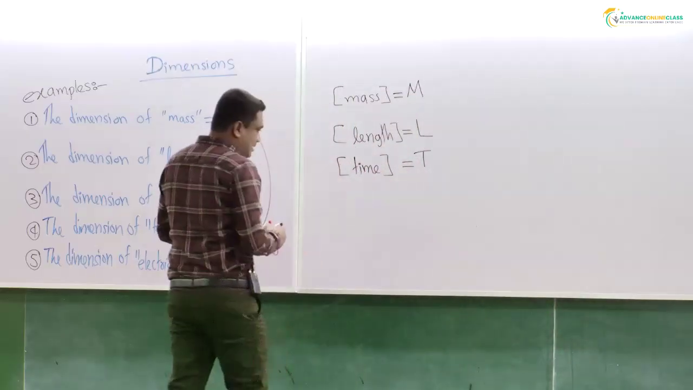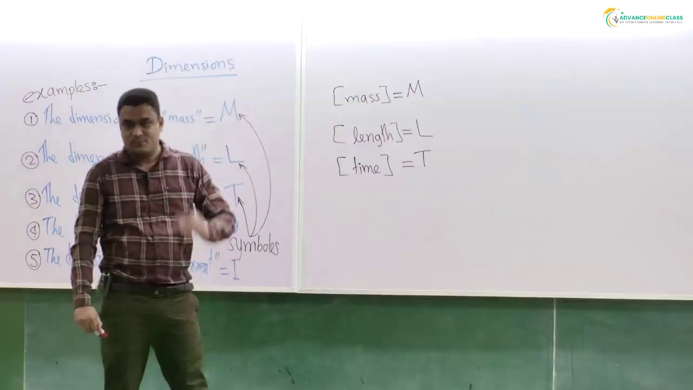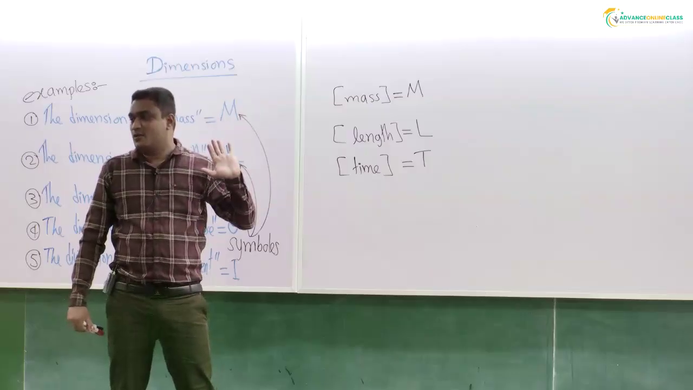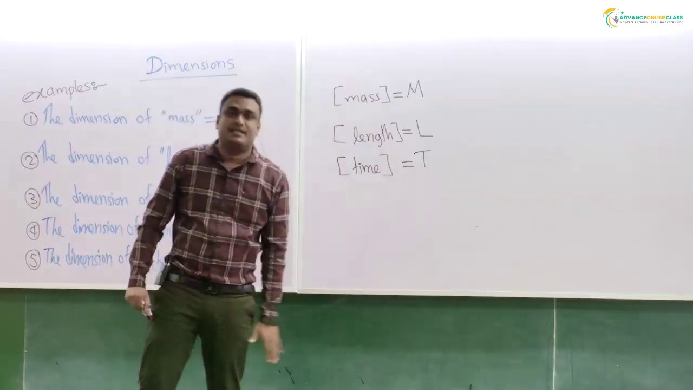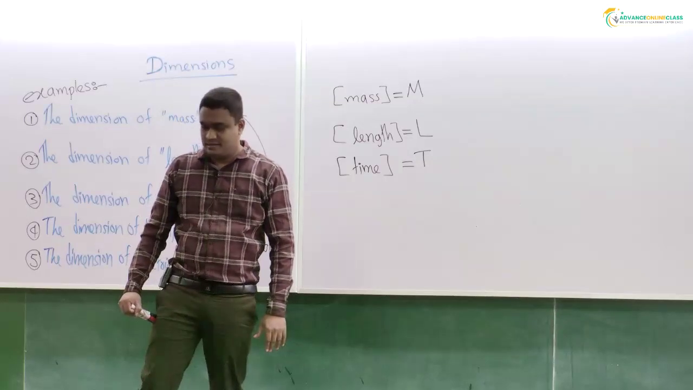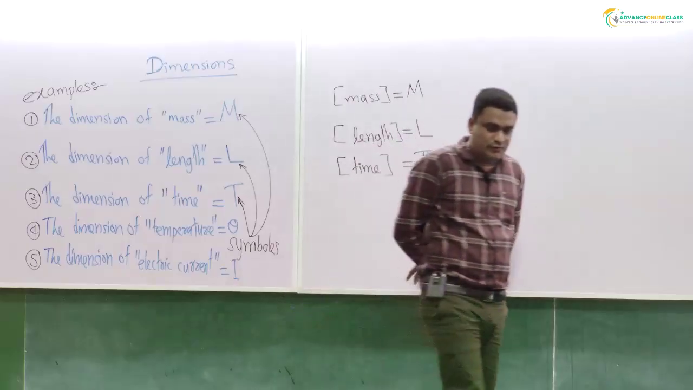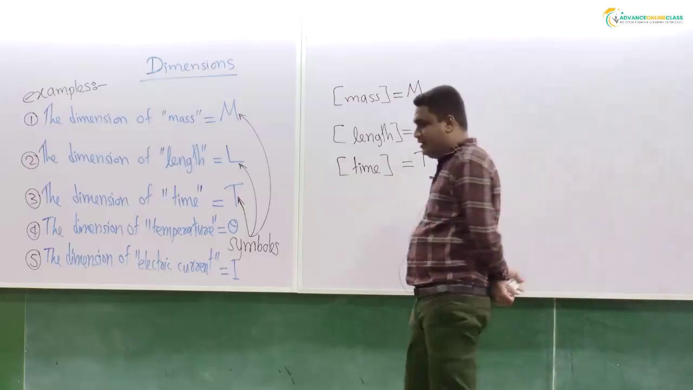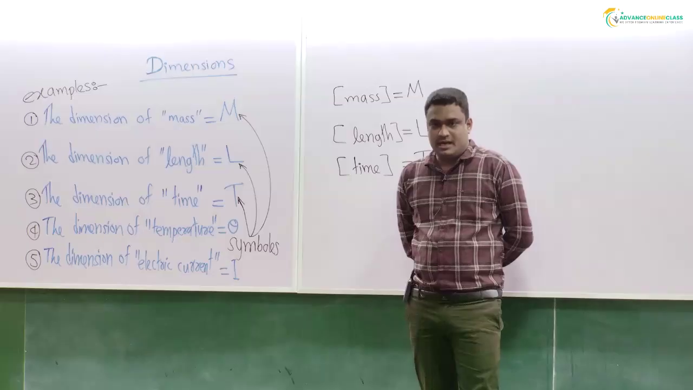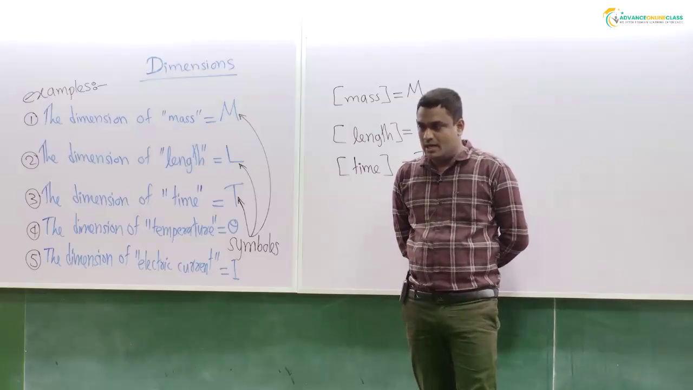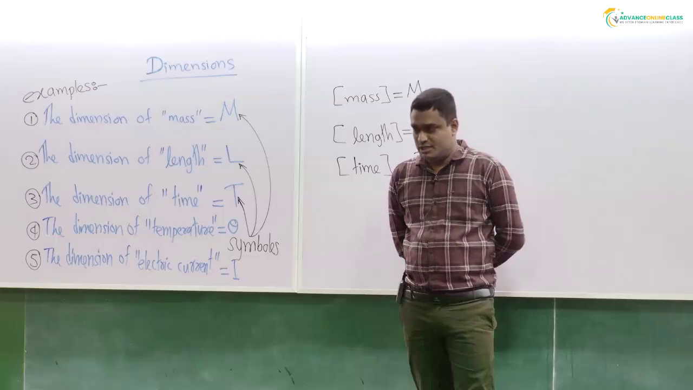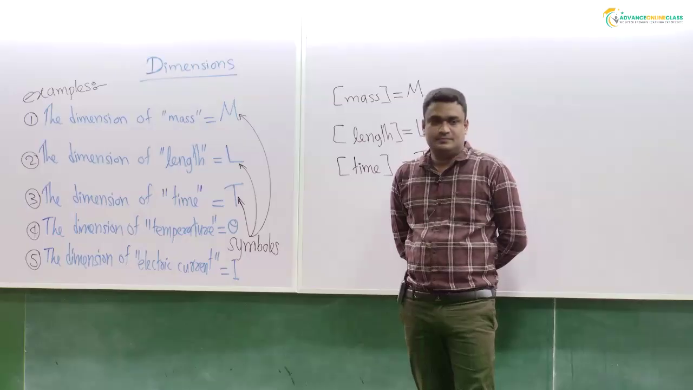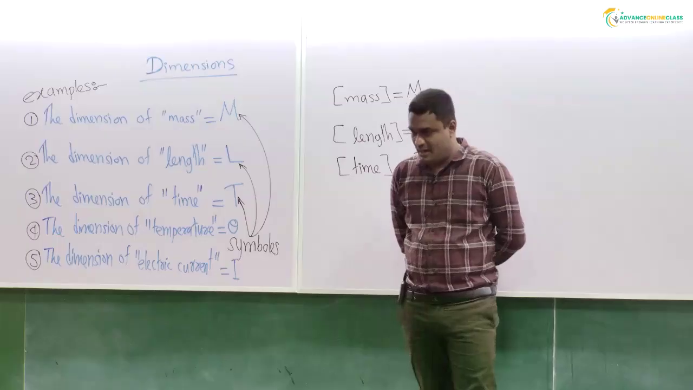Now, please write the next subheading. That's the most important thing. We are going to find the fundamental units of physical quantities, and I'm going to use dimensions for it. Please write the next subheading: the dimensions of derived physical quantities. Underline it.